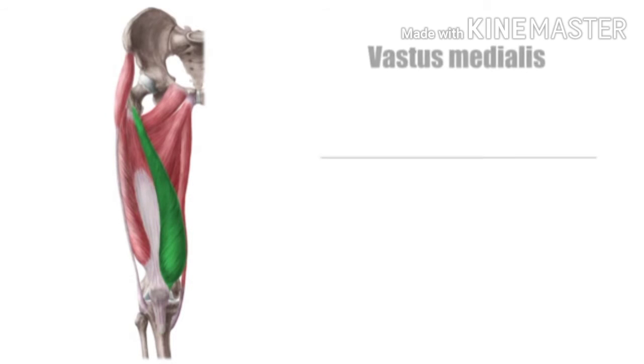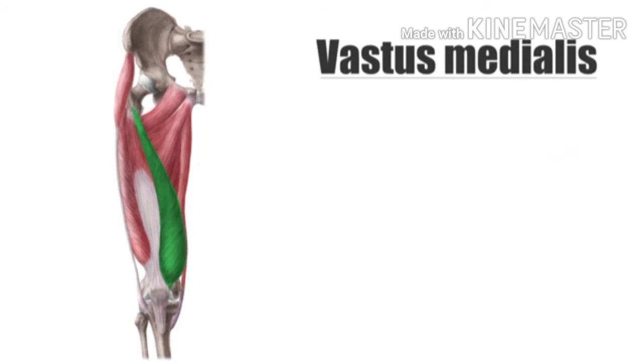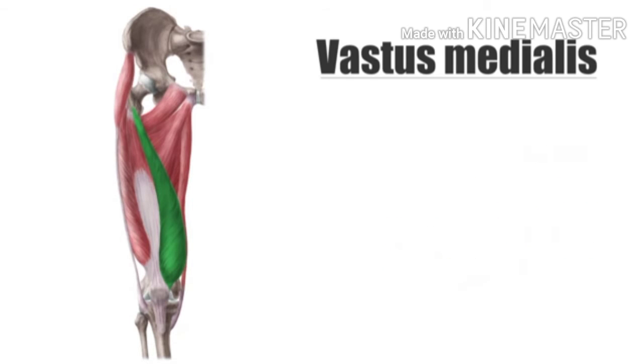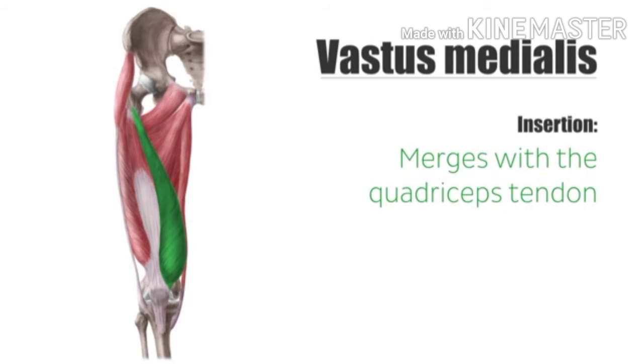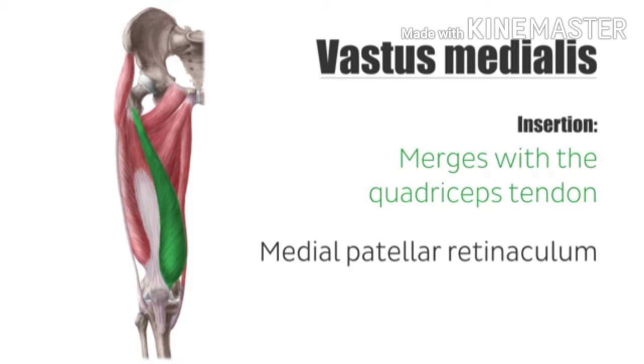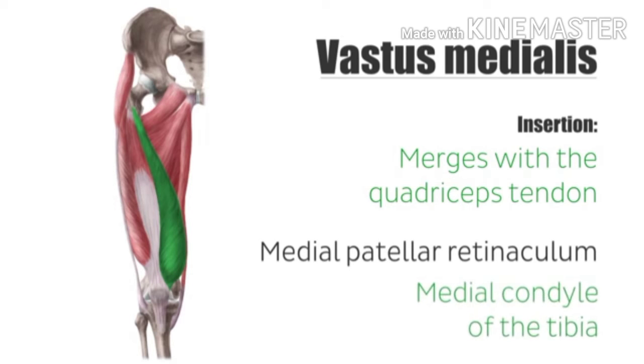The vastus medialis muscle runs spirally around the shaft from the linea aspera and intertrochanteric line of the femur, and merges with the quadriceps tendon for the most part. A second part, referred to as the medial patellar retinaculum, bypasses the patella medially and inserts at the medial condyle of the tibia.